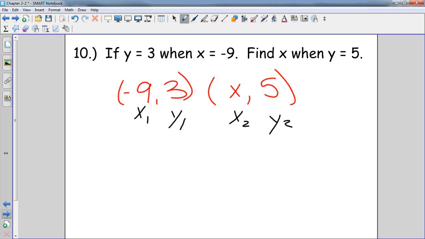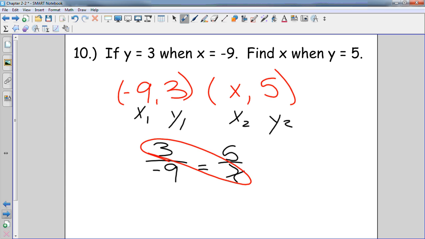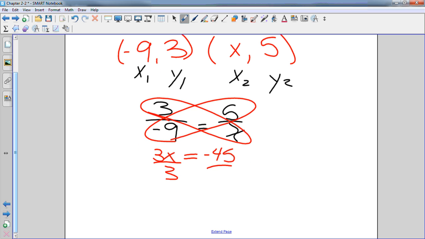Set up the proportion, I have 3 over negative 9 equals 5 over x. Cross multiply, I have 3x equals negative 45. Divide both sides by 3. What's negative 45 divided by 3? Negative 15. Any questions? Given 2 points, set up a proportion, find your missing value.